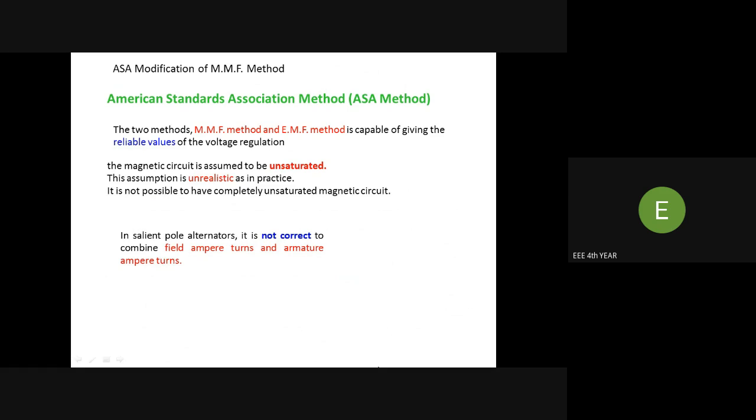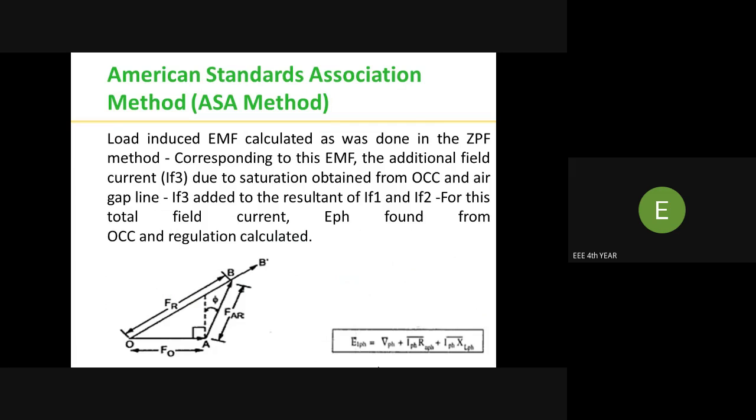In salient pole alternators, it is not correct to combine field ampere turns and armature ampere turns. Field winding is always concentrated, and armature winding is always distributed. So similarly, combining the field and armature EMF is not fully justified.